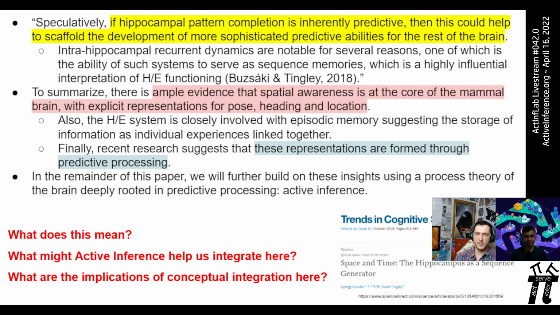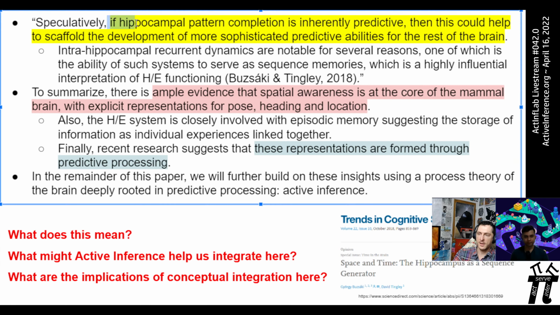They move from the biological towards the formal by writing speculatively, if hippocampal pattern completion is inherently predictive or generative in a Bayesian framework, then this could help to scaffold the development of more sophisticated predictive abilities for the rest of the brain. So I think this is a very deep area that'll be fun to explore in the conversations, but it's almost like you can bootstrap more complexity off of something that is already providing a more complex and oscillating signal.